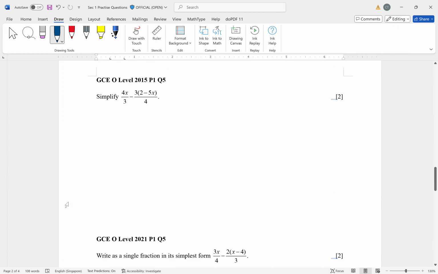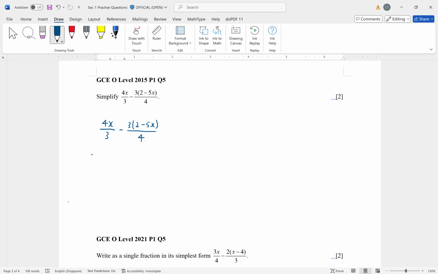Alright, let's take a look at two more questions. This one involves some fractions. Remember, whenever they say simplify, it means they want you to combine these two fractions into a single fraction.